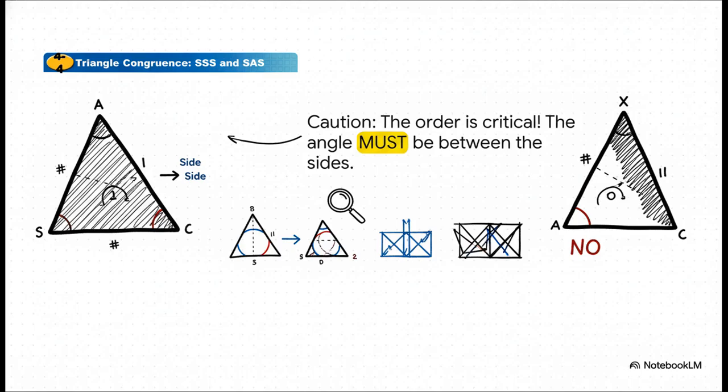But, and this is a really crucial warning, the order is everything. It absolutely has to be side, then the angle that's between them, and then the next side. If that angle is floating around somewhere else and not sandwiched between the 2 sides, this rule, SAS, it just doesn't work, so watch out for that.